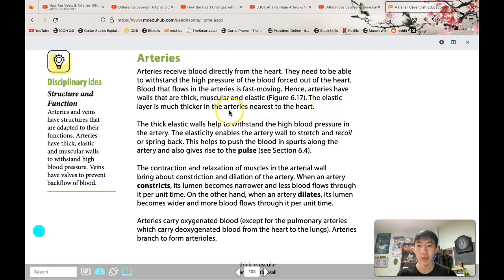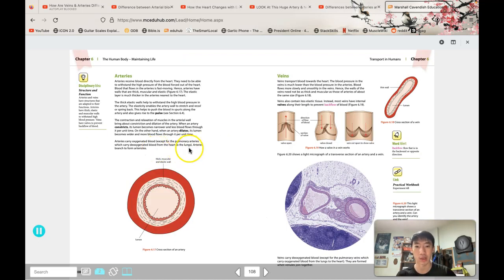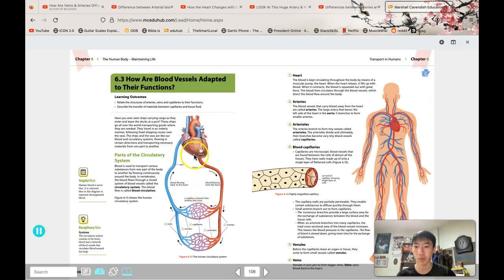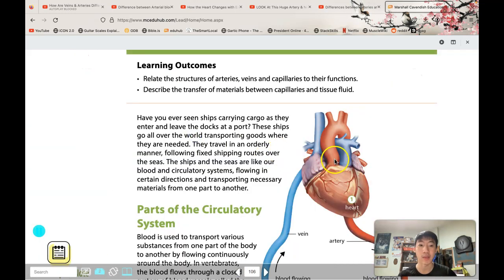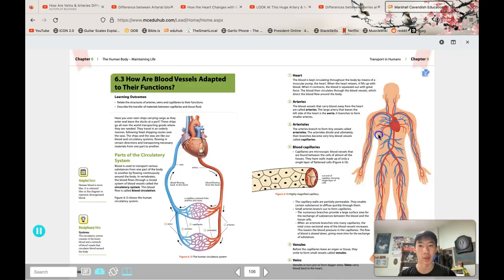As you can see, the elastic layer is much thicker in the arteries nearest to the heart, for example, the aorta, which is in the picture behind over here. The aorta is basically the largest artery in the whole body. It is the thickest, most muscular, and most elastic of them all.